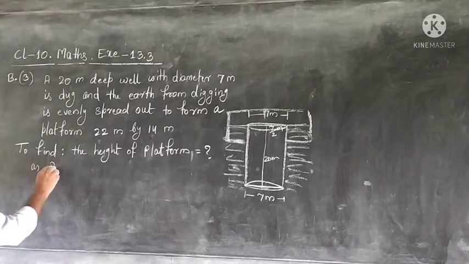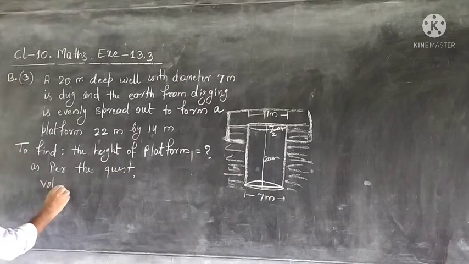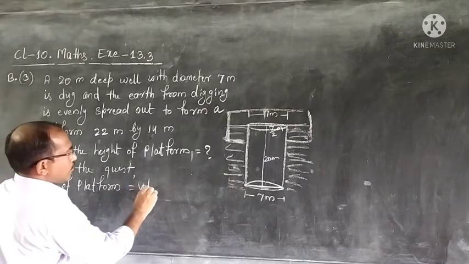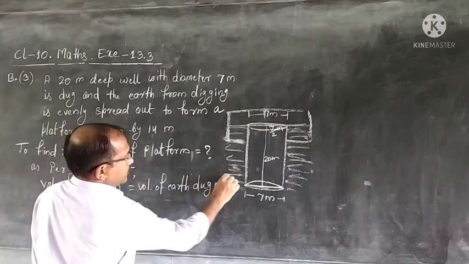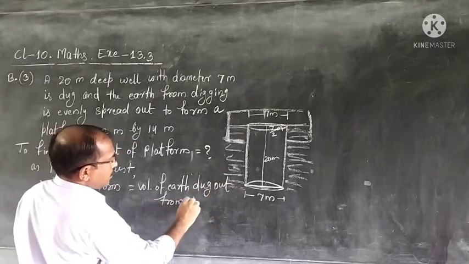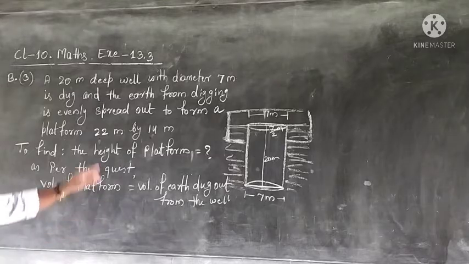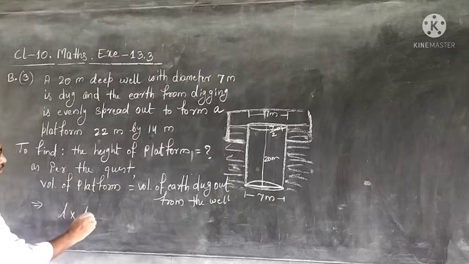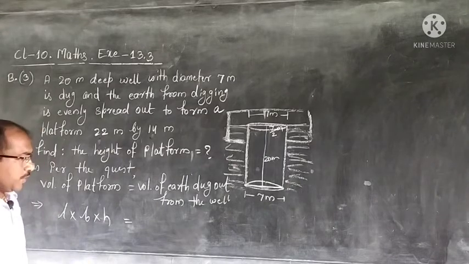As per the question, volume of platform will be equal to volume of earth dug out from the well. The well is cylindrical, the platform is cuboidal. How did we come to know? Because length and breadth are mentioned for the platform and height is asked. So, volume of platform, since it is cuboidal, is length into breadth into height, and volume of earth dug out from the well is pi r square h, because the well is cylindrical.